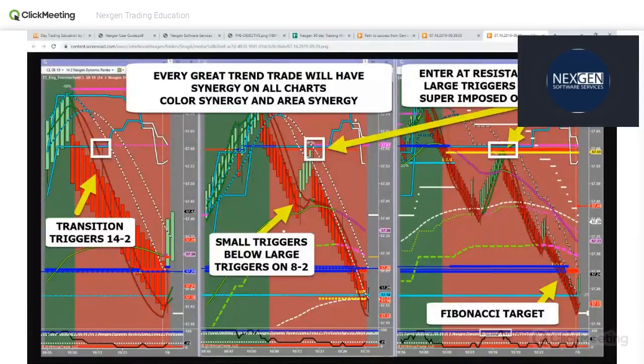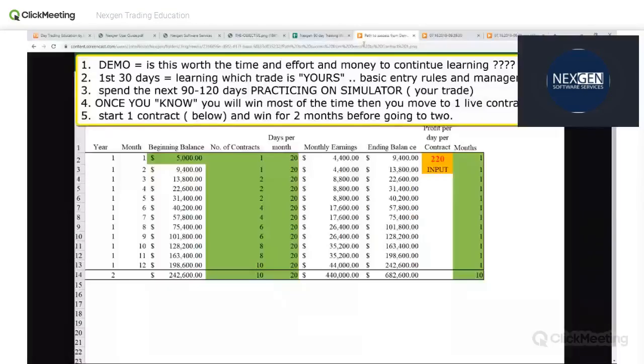Does that make sense? But look, this is the process you have to get to, and it's going to probably take you a month, which, again, isn't that long. It's going to go by quick, of learning which look is yours, which trade is yours. Now, once you have determined these are my look or looks, you have to then do the hard work, which is to practice that look or those looks on simulator until you're 100% confident you're going to win.